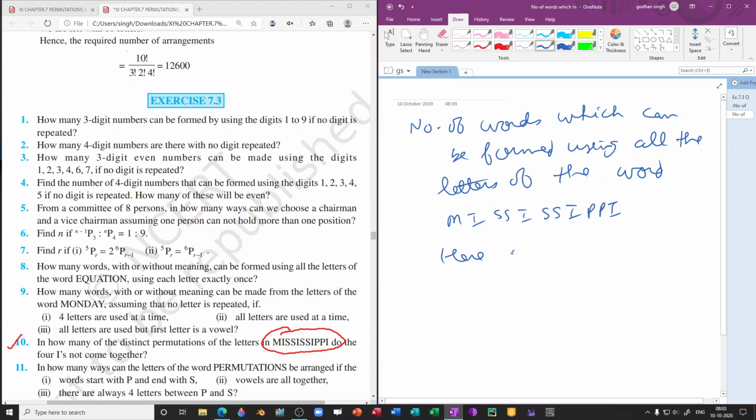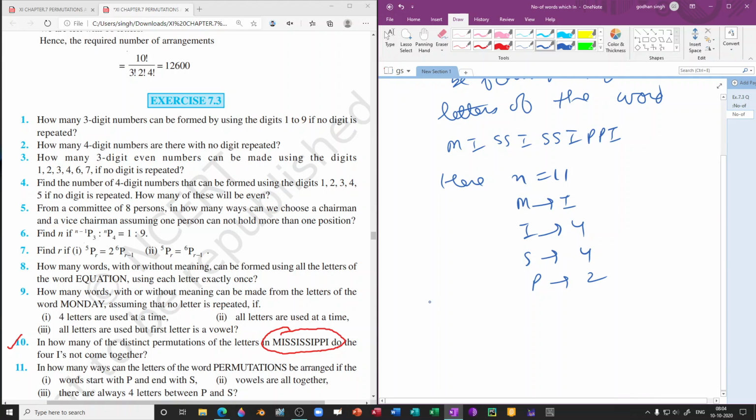So here n equals 11, and we have already seen that M is coming only one time, I is coming 4 times, S is also coming 4 times, and P is coming 2 times. We add them, we'll get 8 plus 2 is 10, 10 plus 1 is 11. So the number of words possible are equal to 11 factorial over 4 factorial into 4 factorial into 2 factorial.